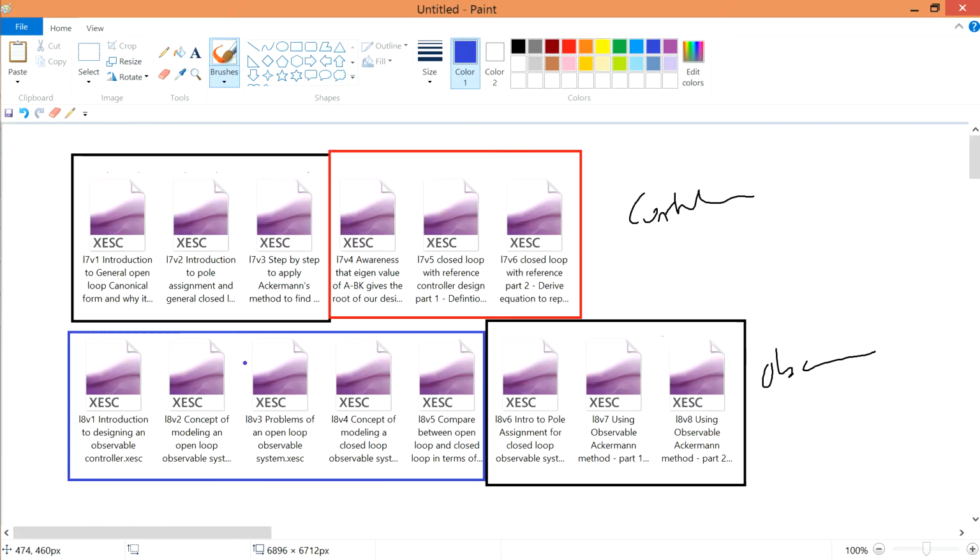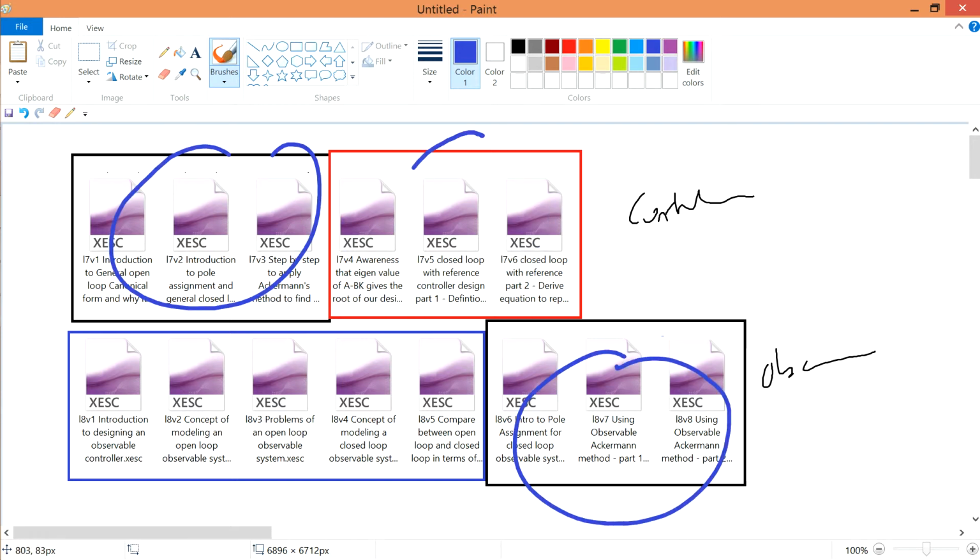These are all the three important parts: the Ackermann's one, the design of a controllable controller, and the design of an observable controller.